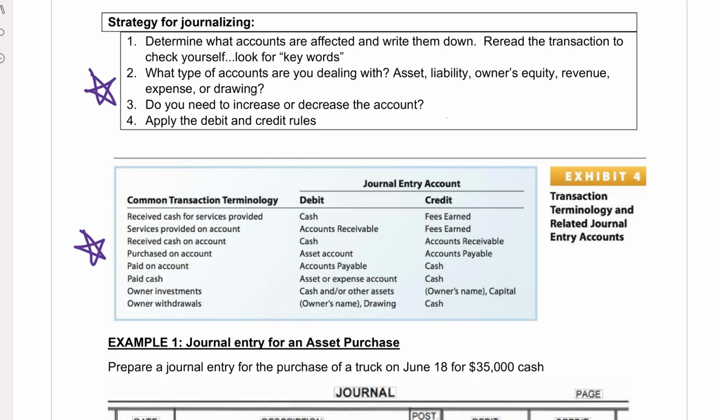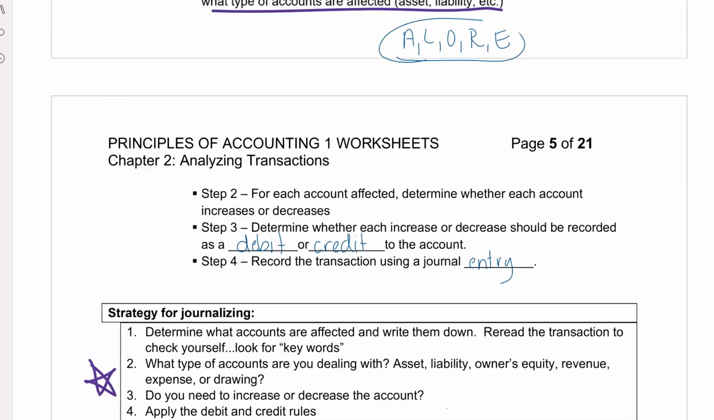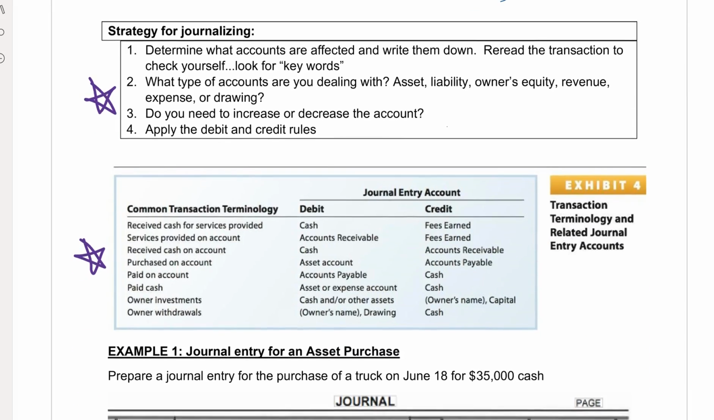We started with this strategy for journalizing, and this is on page 5. This is just going through the steps that will help you determine what you need to journalize and the accounts to use. So the steps are: determine what accounts are affected and write them down. We've already been doing this, so this is just kind of a review. Reread the transaction and check yourself, and make sure you're looking for keywords. And keywords, remember, were listed at the end of your Chapter 1 worksheets.